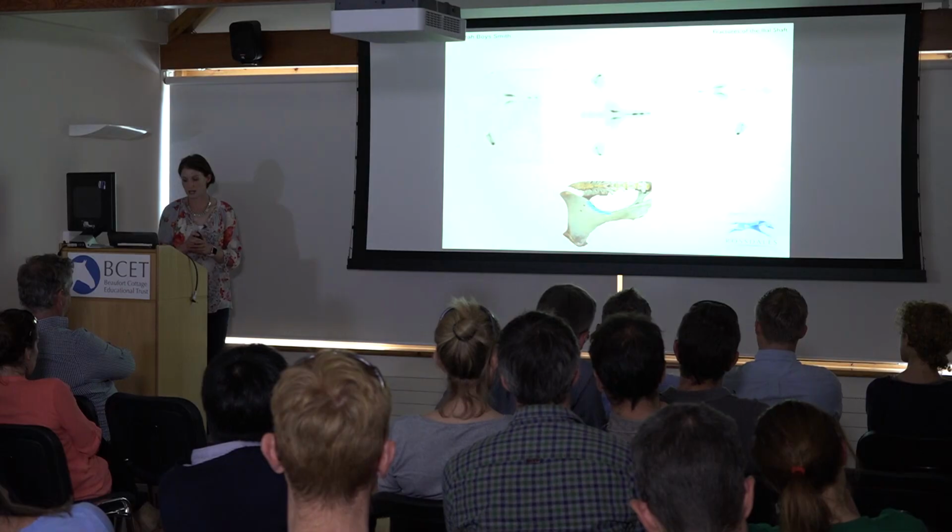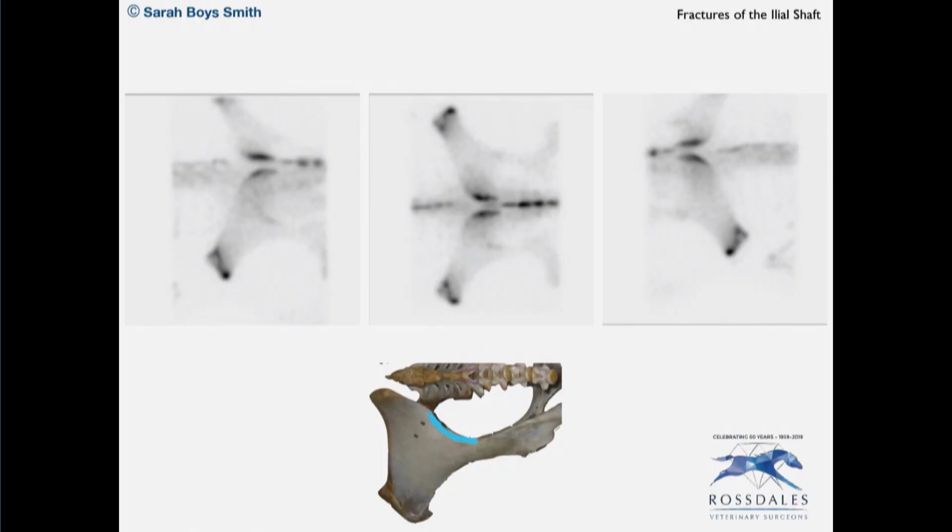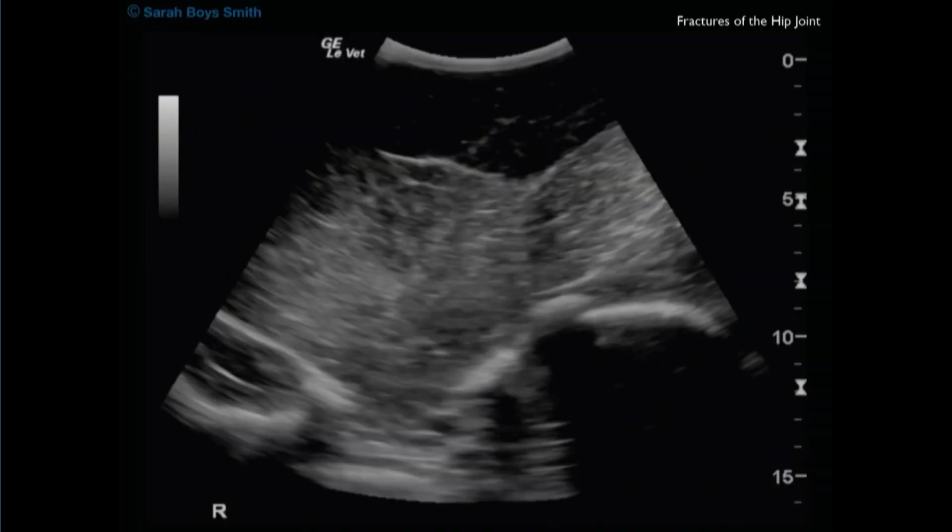This is just, again, another example of how variable the stress-related injuries can be. So again, we can just see a mild uptake of the radionucleotide here at the very caudal margin of that ilial wing, extending onto that ilial shaft. And again, we can then pick that up ultrasonographically as well. So this is our ilial shaft.